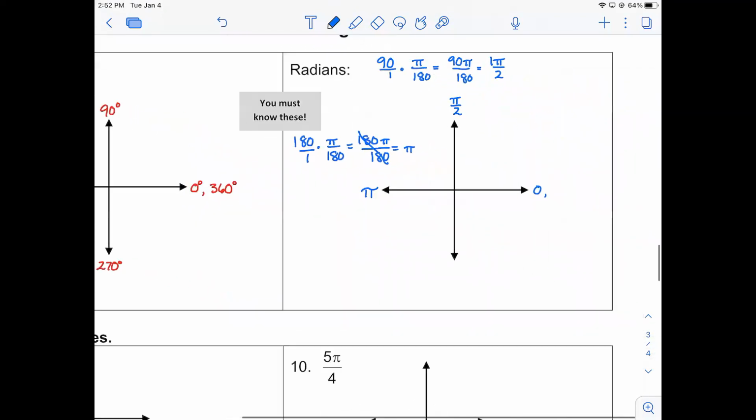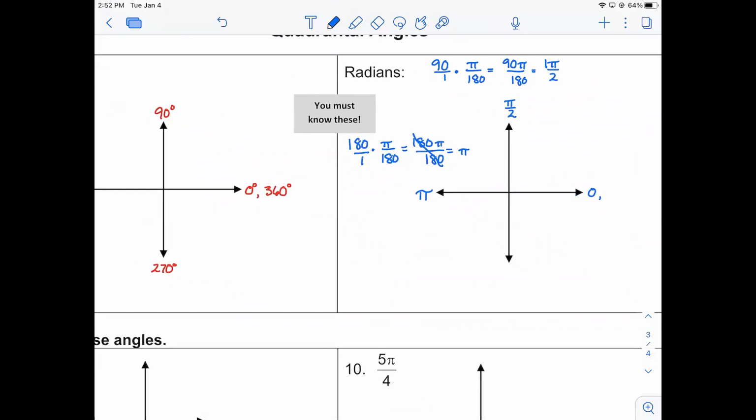Okay, now I have to do the same thing for the 270 at the bottom. So 270 over 1 times pi over 180, because I want my pi on top. It's going to be 270 pi over 180. If you reduce those by dividing by 90, you're going to get 3 pi over 2. So this radian measure over here is 3 pi over 2.